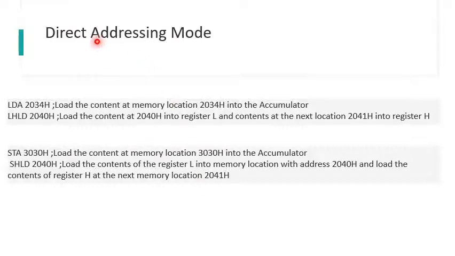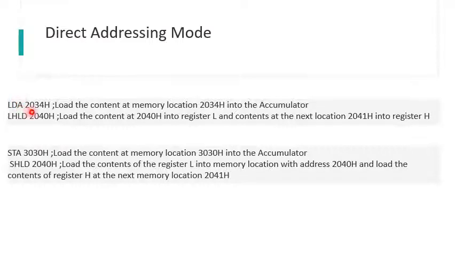Consider the grid of warehouses we discussed in the beginning. The warehouses had numbers as addresses. In this mode, that is the direct addressing mode, we use the corresponding number to refer to the warehouse, that is the memory location. In other words, we access the data stored in the memory location using its address. Consider the example. The first line tells the microprocessor, load the content of the memory location with the address 2034 into the accumulator.